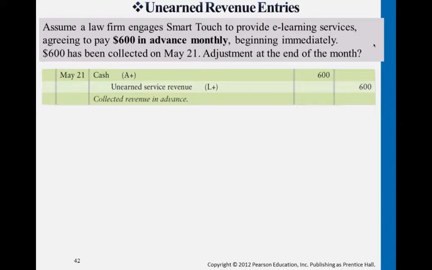So remember, we record journal entries as it happens. Even though we haven't provided the service, since we have cash today, we need to record this in a journal entry. In this case, it's not a regular service revenue yet, it's a liability. So what happens when it reaches the end of the month? This $600 is for a month of work. When it reaches the end of the month, it's 10 days later, right? May 31st. So how should we adjust this entry?